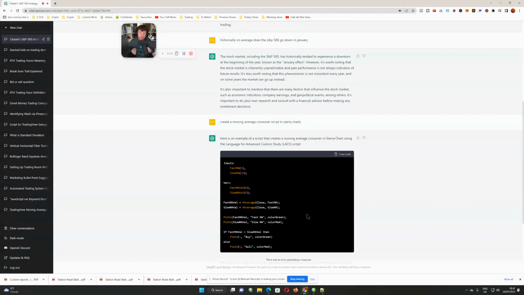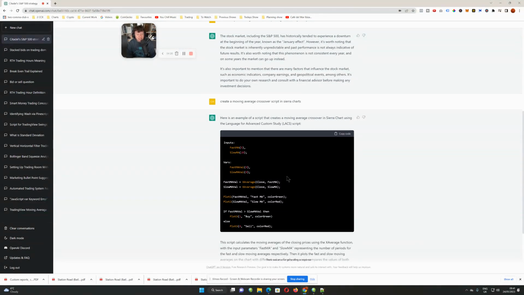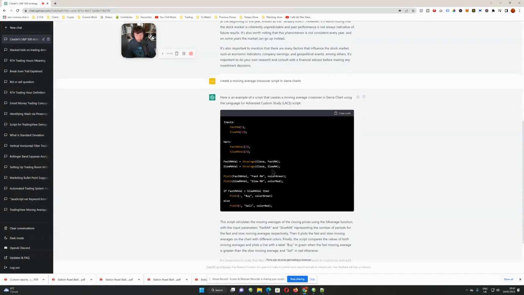Now, we're Sierra Chart users. Sierra Chart is one of the most advanced trading and charting systems in the world. It probably is. I mean, I'm biased and I'd say it is the best, right? I use it and a number of professional traders that I know use it as well. So I asked it, could it create a script for a moving average crossover in Sierra Chart using their study language? And this is what it generated.